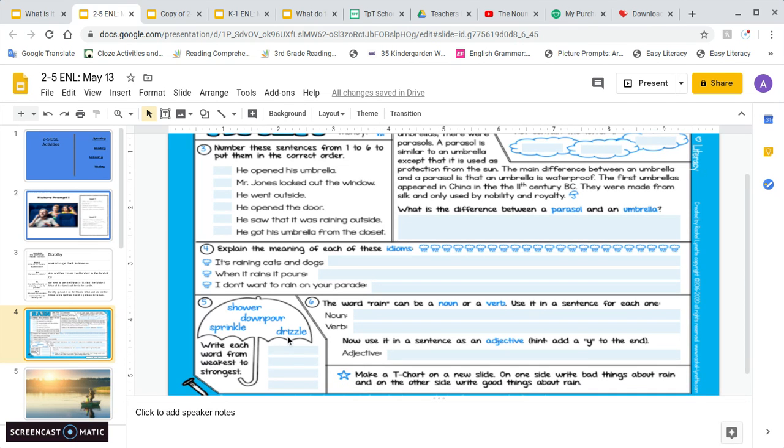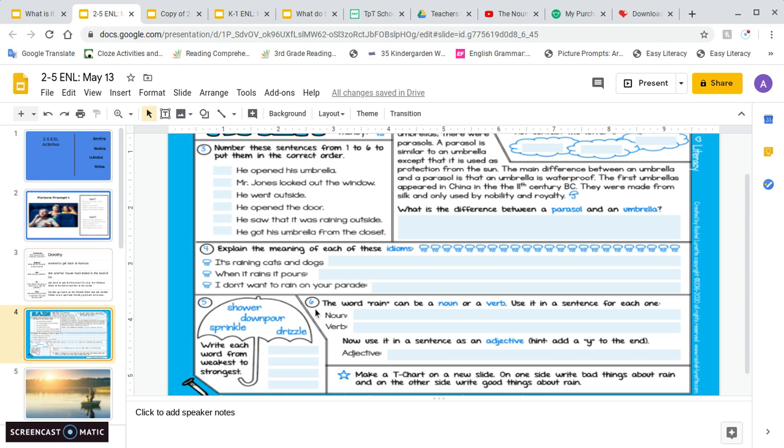So all of these have to do with rain. Okay. So which word is the weakest word to describe a rain shower? Then what's the next one? Okay, and the next one, and the strongest one. You could write the weakest one, and then write the strongest one, and then do the middle ones. So that might be an easier way to do it.